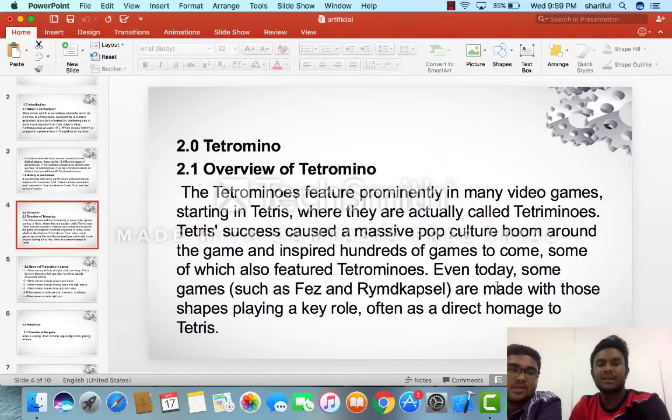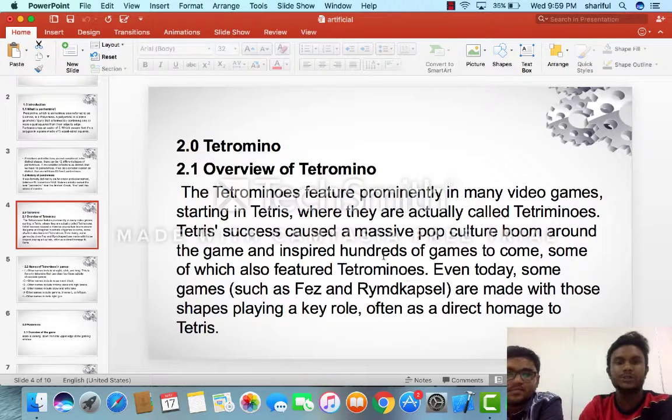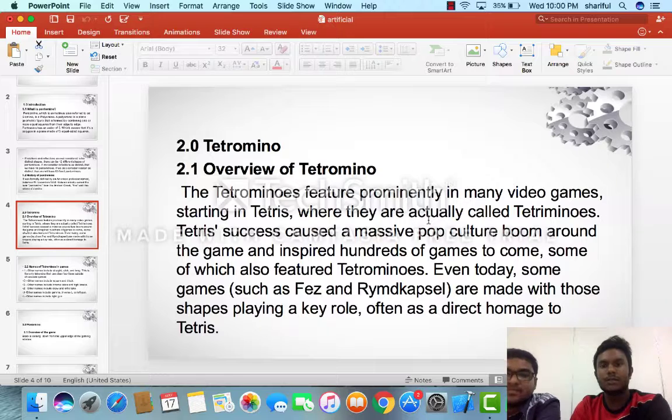Thank you, Brother Mishkat. My name is Shariful Islam. Here I'm going to talk about the overview of Tetromino. The Tetrominoes feature prominently in many video games starting with Tetris, where they are actually called Tetrominoes. Tetris' success caused a massive pop culture boom around the game and inspired hundreds of games to come, some of which also feature Tetrominoes. Even today, some games such as Fez, Rhymet, and Capsule are made with those shapes playing a key role, often as a direct homage to Tetris.